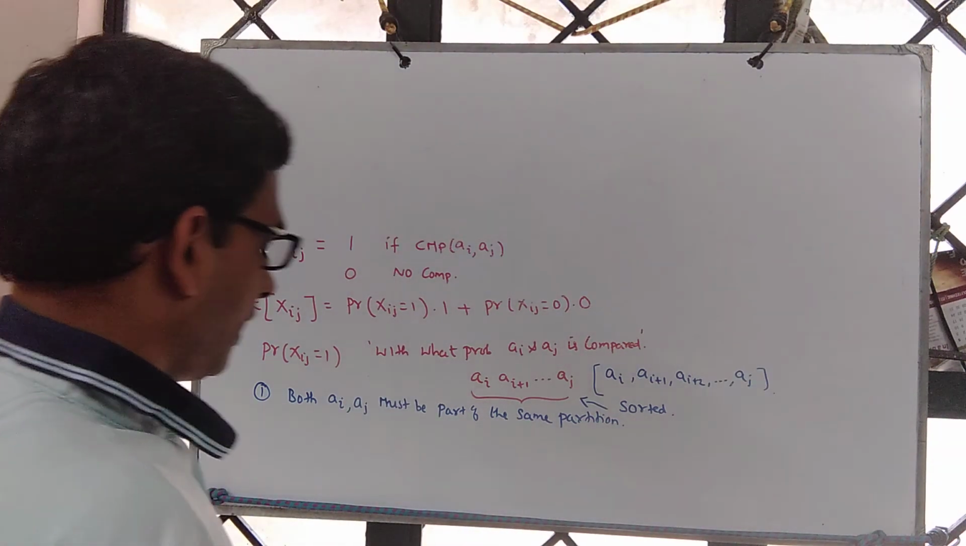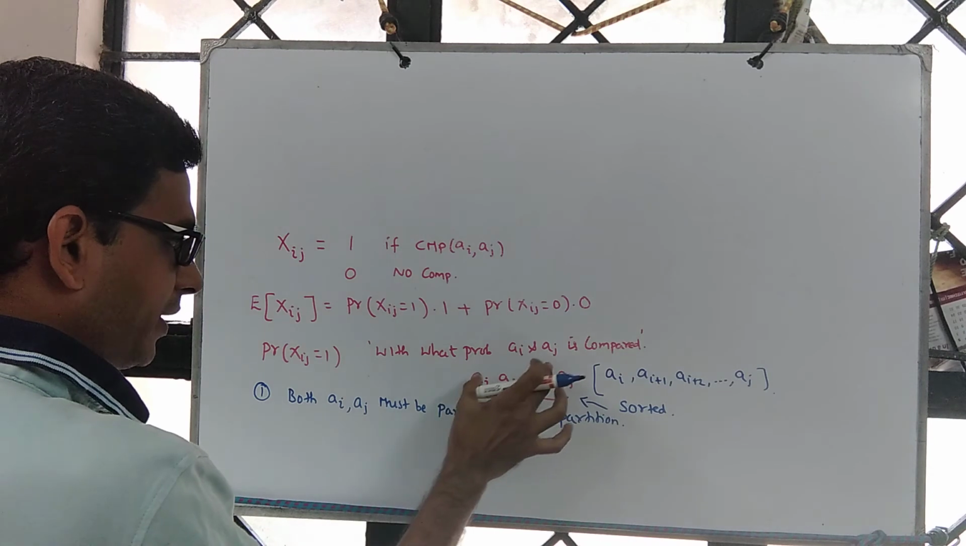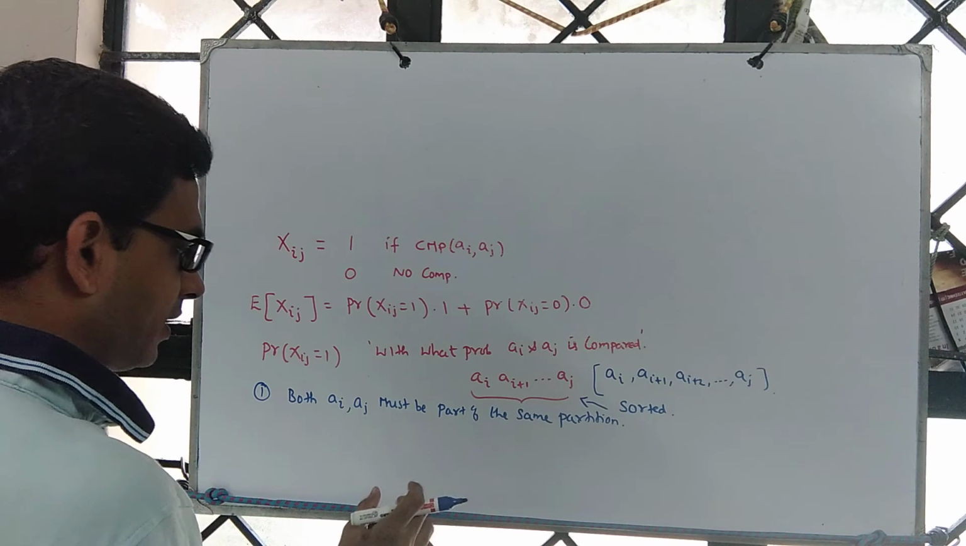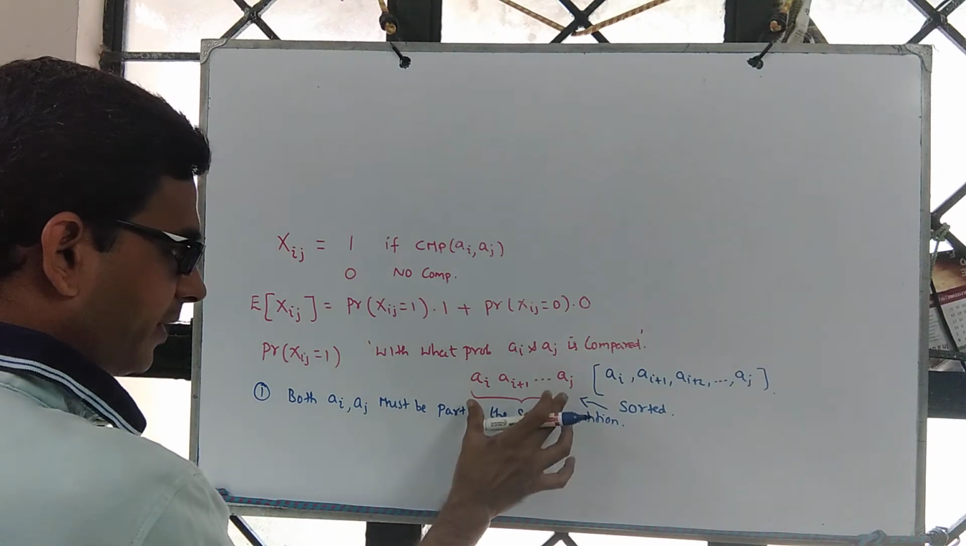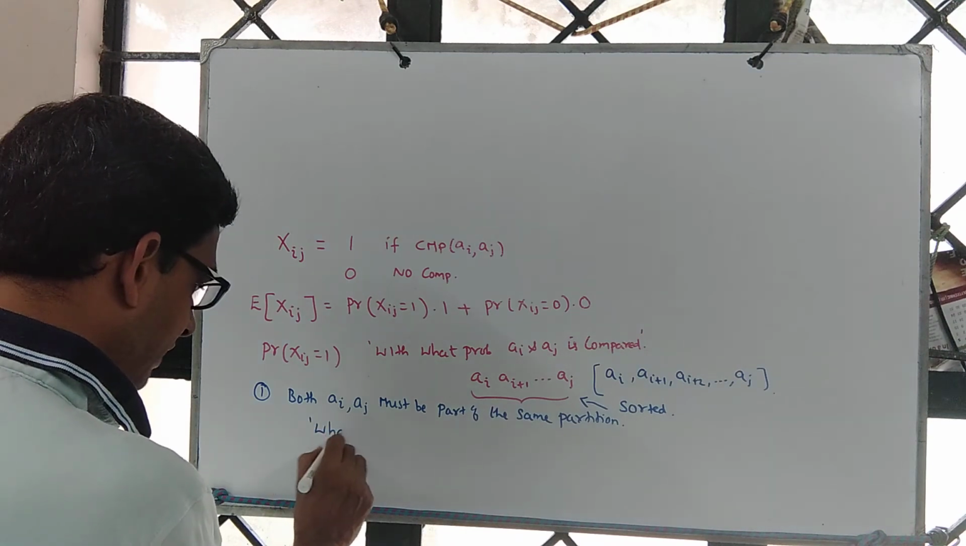Okay. Now you can see this. With what probability Ai and Aj are compared is what we are trying to estimate. As part of that, we have observed a couple of things, and they both have to be part of the same partition. Now, what is the size of the partition?